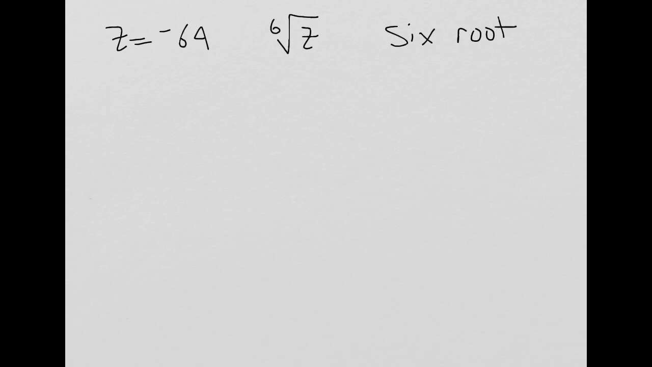So let's do an example. Suppose I had z equals negative 64, and I wanted to find the sixth root of z. And there should be 6 roots.